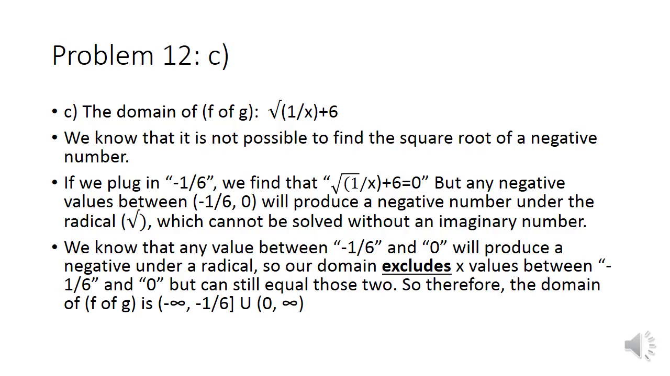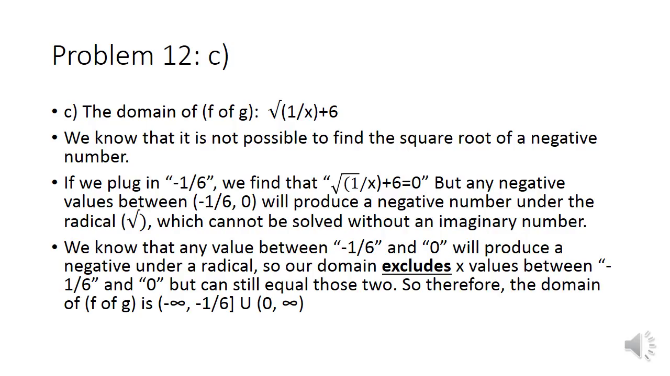Problem 12c, the domain of f of g. Remember, f of g is the square root of 1 over x plus 6. We know that it's not possible to find the square root of a negative number. So in knowing that, if we plug in negative 1 over 6, we find out that the square root of 1 over x plus 6 is equal to 0. But any values between negative 1 over 6 and 0 will produce a negative number under the radical square root, also meaning they cannot be solved without an imaginary number.